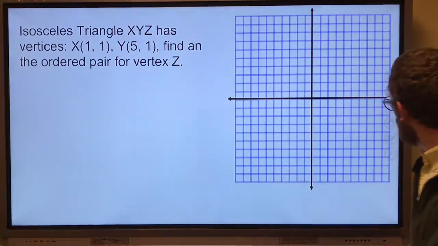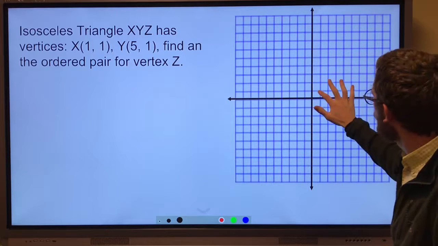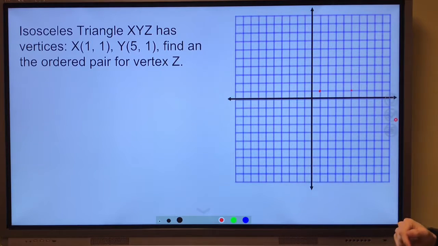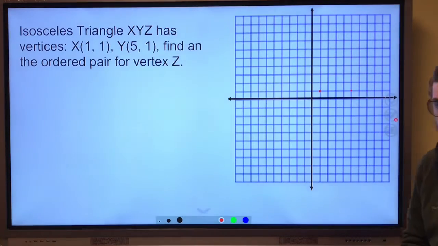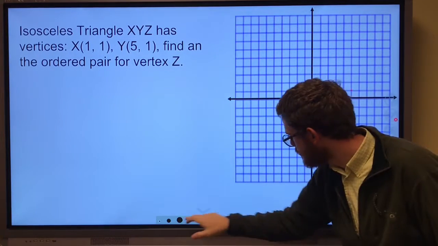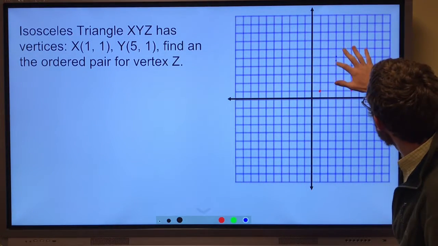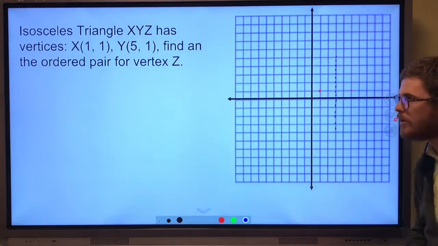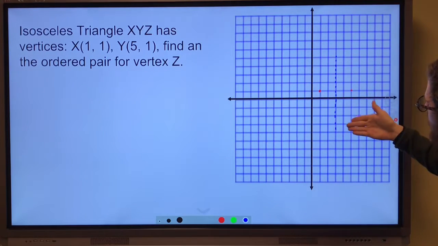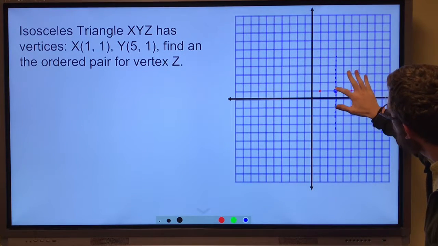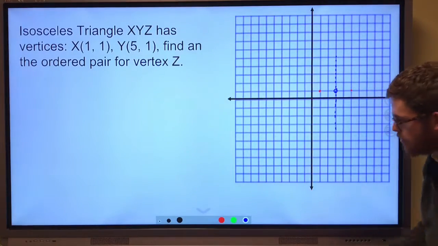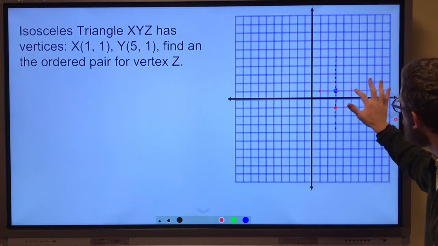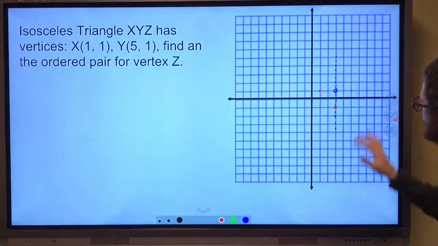Finally, isosceles triangle XYZ has vertices X at 1, 1, Y at 5, 1. And we want to find an ordered pair for vertex Z. So because this is isosceles, it might help if we kind of highlight right there in the middle between these two points. Any point on this line that is not that point right there would make an isosceles triangle. Notice any point we put on this line down here, those two are going to be congruent sides.